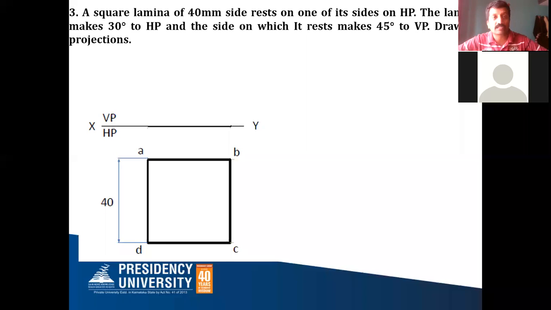So let me check from the beginning. A square lamina 40 millimeters square, so it rests on one of its sides on HP. So it is resting on a side, it's an edge condition. So we need to write the edge on our left side, as well as it is resting on HP. HP means we have to write the true shape diagram in the top view. So what I'll do, I'll draw an XY line and write HP and VP. And then I'll construct the square of 40 millimeters such that any one of the edges should come on the left side to me. So the square is constructed.